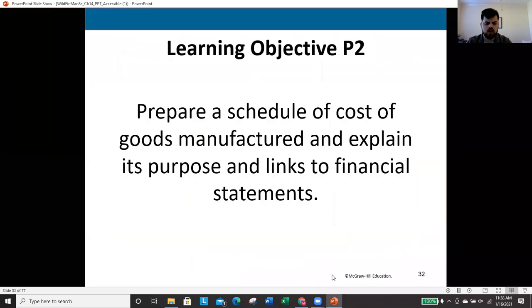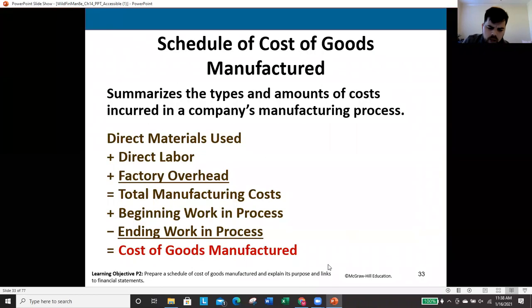Okay. Now, here we go. Our schedule of cost of goods manufactured report. The basic formula for it looks something like this. And we'll get more involved as we have to calculate each one of these items, but certainly if you know the general format, it will help you figure out what all needs to be included where.